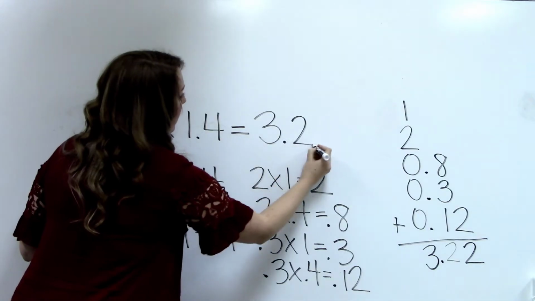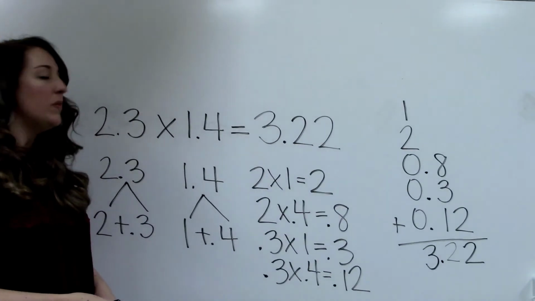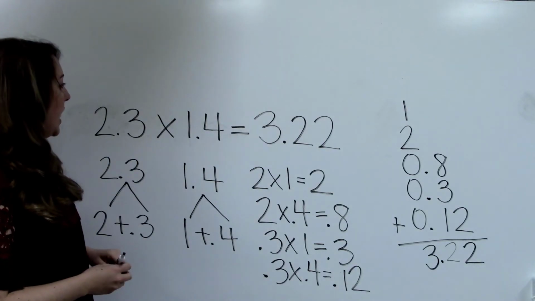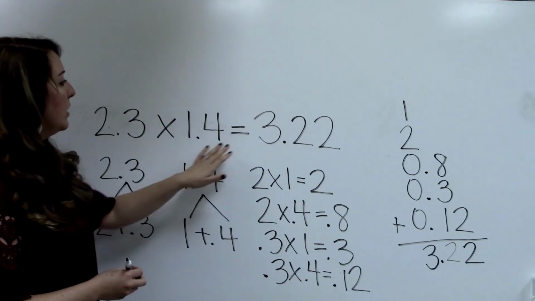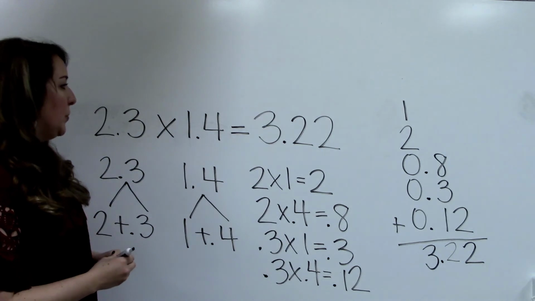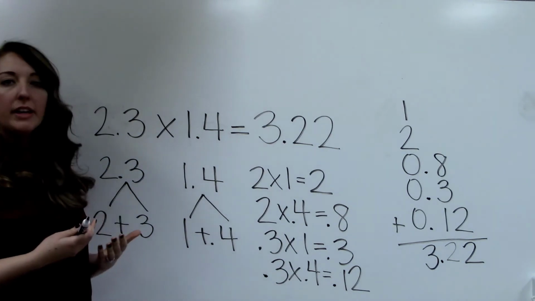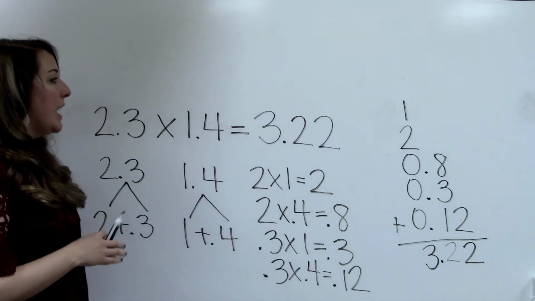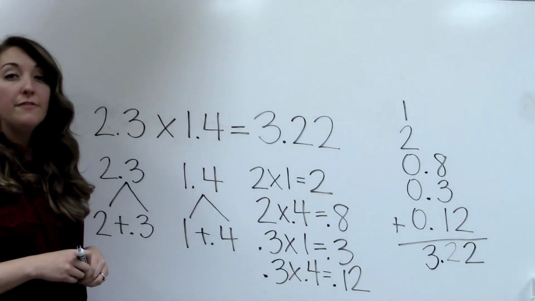Add that to my story. My equation would look like this. So now I have my equation, 2 3/10 times 1 4/10 equals 3 22/100. So if I put that back into my story, I know that Jack's sister ran 3 22/100 miles farther than Jack.